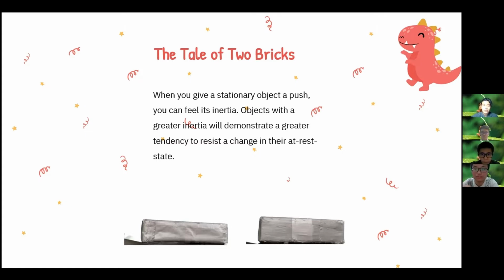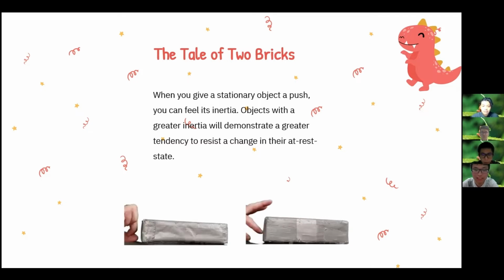Yeah, correct. But this one, I would like to be more specific about how the inertia of two objects of the same shape may differ. I mean, the mass of the object is different, but the shape is still the same. This is the situation right here, the tale of two bricks. You can see the video right here. When you give a stationary object a push, you can feel its inertia, its tendency to resist a change in its at-rest state. For instance, if you look at the brick on the left here, giving it a small push, while on the right side, you can see it looks hard to push the brick, right? Can you see it?